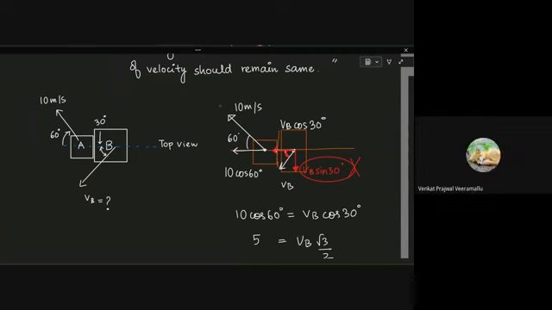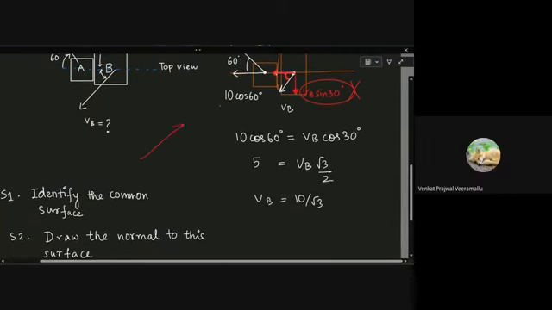Yes, sir, I understood. Sir, what about for block A then? One by one. So what about for block A?